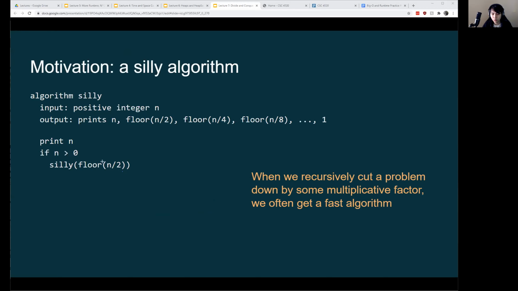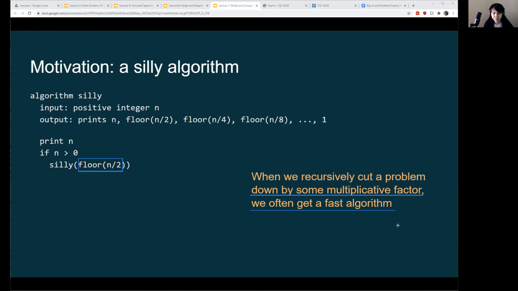A lot of you mentioned that we're taking the problem and cutting it down by half, right? We're taking the original problem and making it go from 16 to 8, 8 to 4, 4 to 2. It gets smaller by 1/2 each time. So when we cut down the problem by some multiplicative factor, we oftentimes get a fast algorithm. That's kind of the root of all of the other things we're going to talk about today.